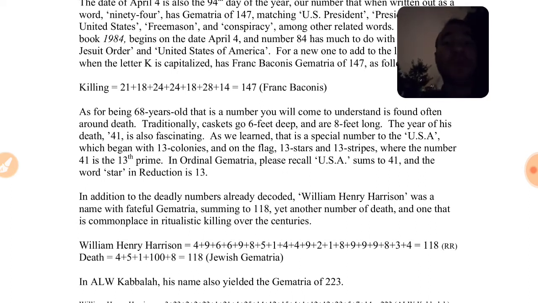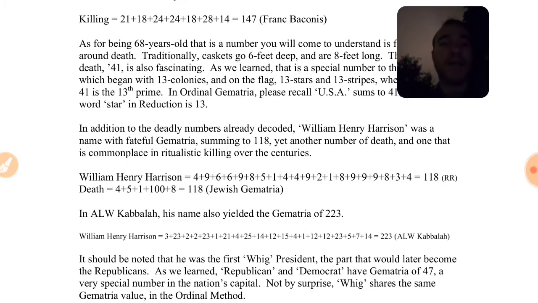The year of his death, 41, is also fascinating. As we learned, this is a special number to the USA, which began with 13 colonies. And on the flag, 13 stars and 13 stripes, where the number 41 is the 13th prime. In ordinal gematria, please recall USA sums to 41. And the word star in reduction is 13.